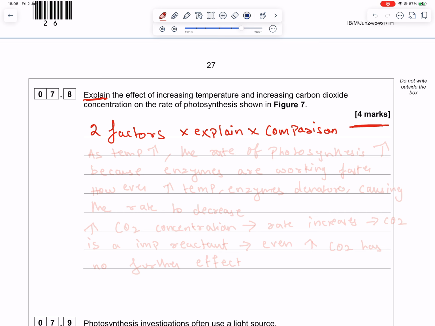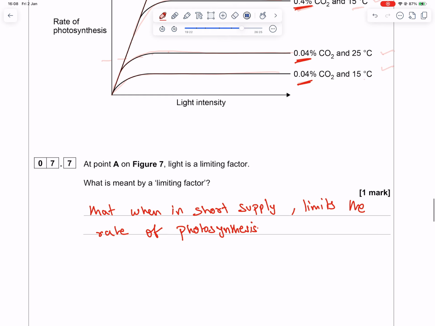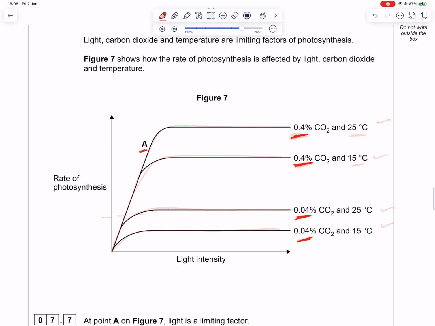Now, this is what is important you have to understand. Now, if we look here, the temperature increasing, the rate of photosynthesis is increasing as the enzymes are working faster.